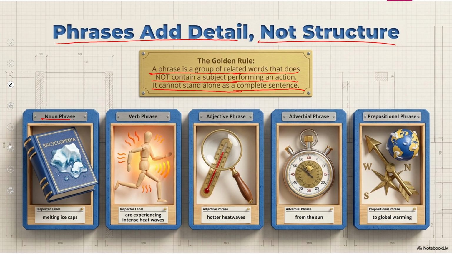Look at this. First of all, noun phrase: melting ice caps or caves. This is the first phrase and it is not giving a complete sense. And this is a verb phrase: are experiencing intense heat waves. And this is an adjective phrase: hotter heat waves. These are the phrases. They are not giving proper sense. And adverbial phrase: from the sun, right? And the next one is prepositional phrase: to global warming. These are the phrases, and phrases can't bear their sense. They are just a group of words.